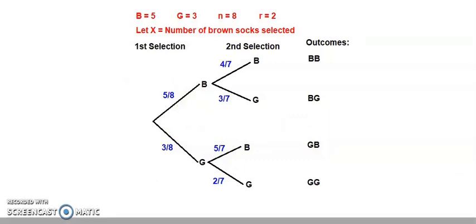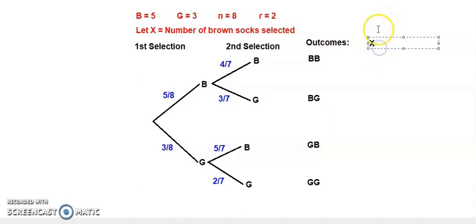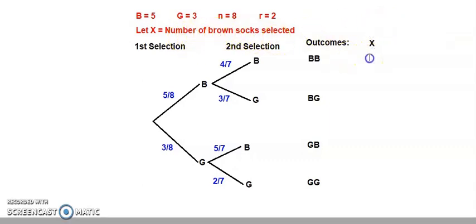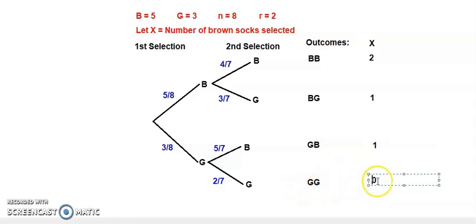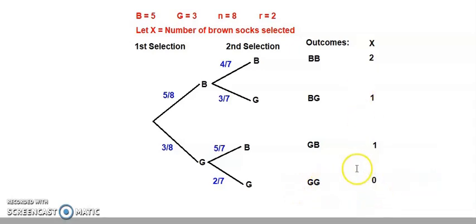Now look at what the possible values of x are. This is the outcome. What are the possible values of x? Let's say here I put x. This is our random variable, so x is now referring to the number of brown socks. The first outcome is brown, brown, so x will be equal to 2. Brown, green, so x equals 1. Green, brown, x equals 1, because there is 1 brown here. And the last one will be 0, because we get both green socks. So GG, there is no brown, so the value of x equals 0. So the possible values of x in this example are 0, 1 or 2.